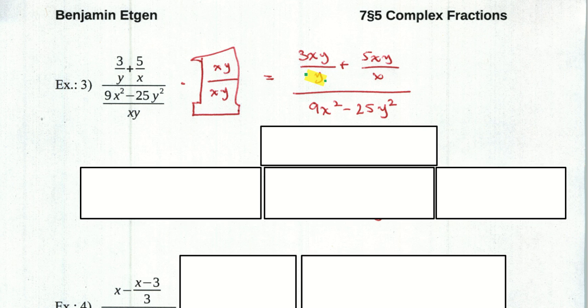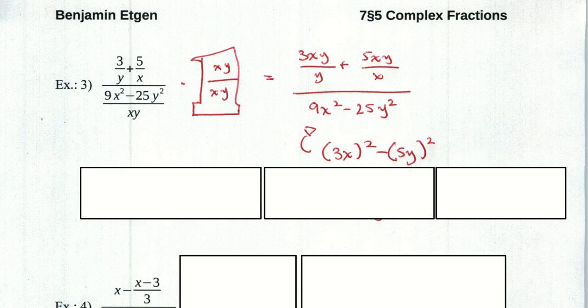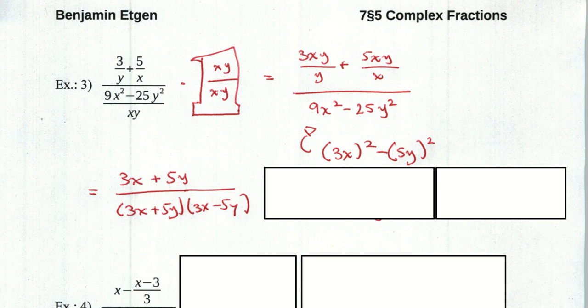The y's are going to cancel from the first term, and the x's are going to cancel from the second term. So also notice that we are going to have to factor this. We're going to have to simplify this eventually. So notice that 9x squared minus 25y squared really is a difference of squares. The bases are 3x and 5y. Okay, so let's perform that division in the numerator. So the y is canceling the first term, x is canceling the second term, and then factoring that denominator.